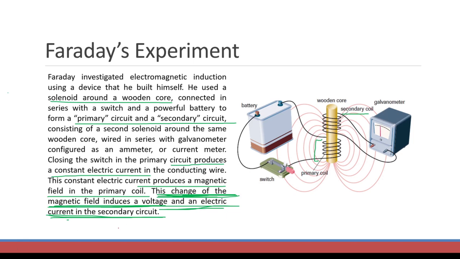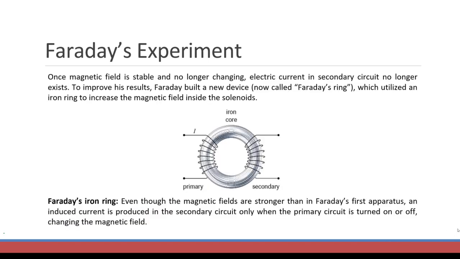And so the key piece we're looking at is the electric current in the secondary circuit because of the change of magnetic field. So the key piece is the change in magnetic field. And so once the magnetic field is stable and no longer changing, the electric current in the secondary circuit no longer exists. So it's imperative that we have this change in magnetic field.